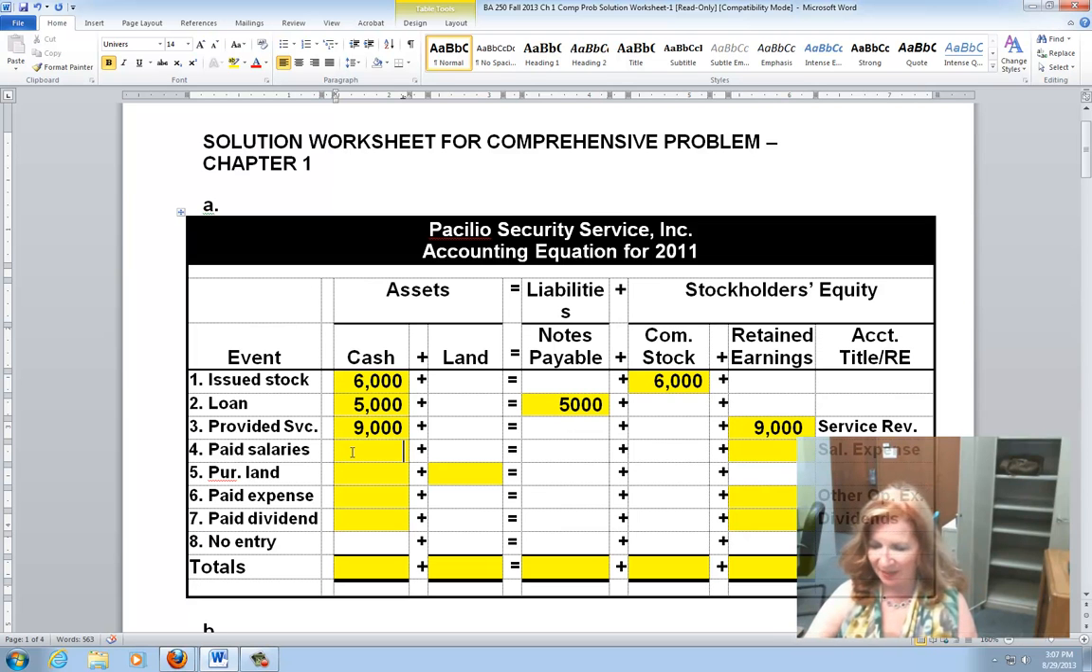So I'm going to have a negative sign in front of $3,000 so that I know that this cash was paid out. And then it's for salary, so over in the retained earnings I'm going to have minus, and I'm going to put in $3,000 for those services.